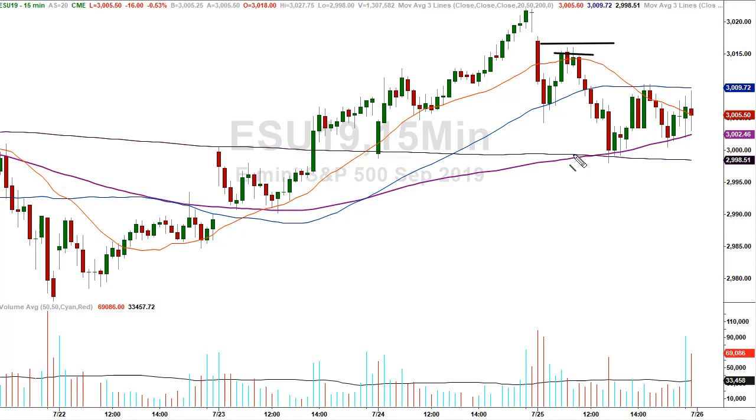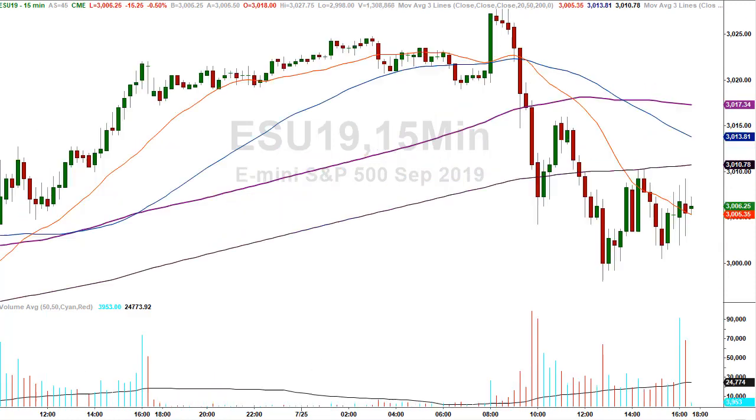Members also knew that 3,000 would likely be defended by the bulls, and if it wasn't, it would likely be a bigger problem. It was basically defended by the bulls. So two things they knew. If 30.15 was not going to hold, the market was likely going to trade down toward the 3,000 area. But let's take a look at what happened early in the morning.